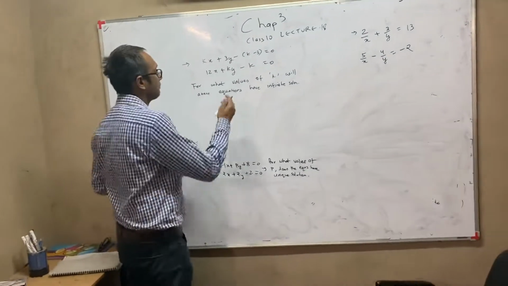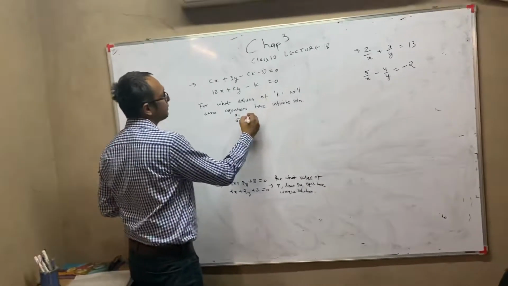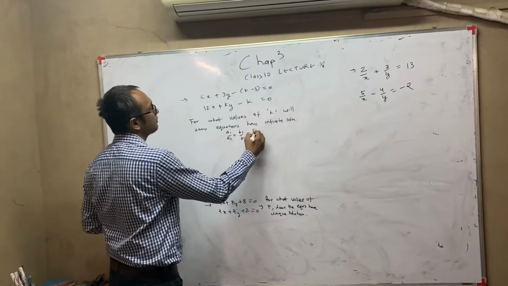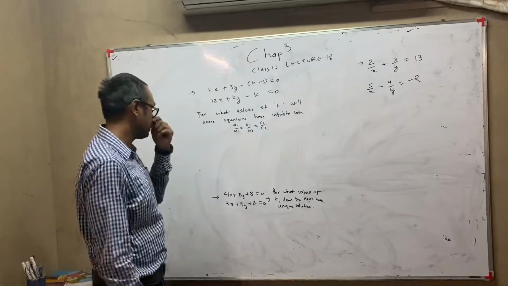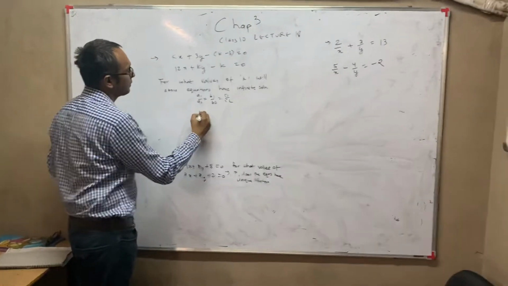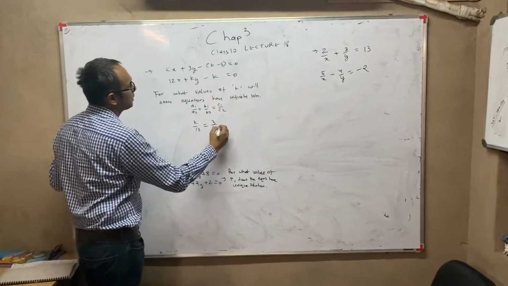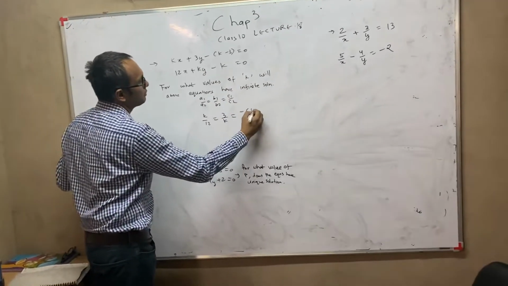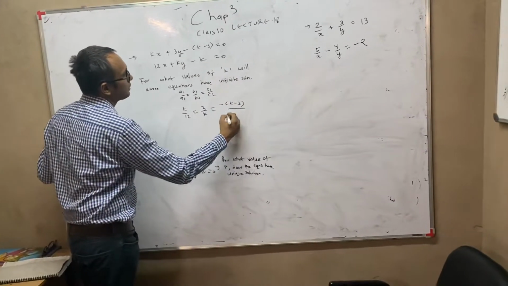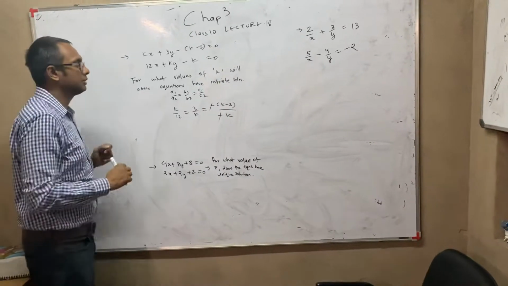Now, you know we have infinite solutions when a1 upon a2 is equal to b1 upon b2 is equal to c1 upon c2. All the three ratios are equal. So from here we will take the values from the equations which they have given: a1 upon a2 is k upon 12, b1 upon b2 is 3 upon k, c1 upon c2. I just took the minus sign from here, so it will be easier for me to solve.